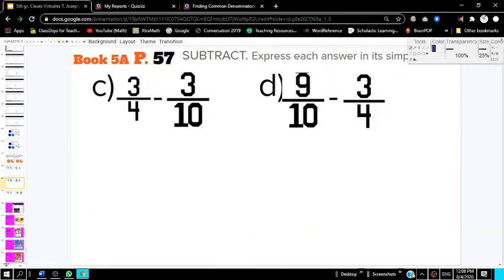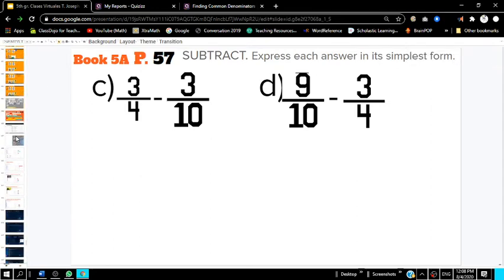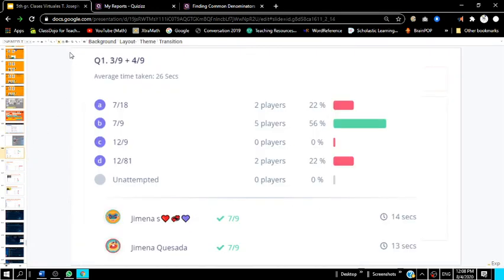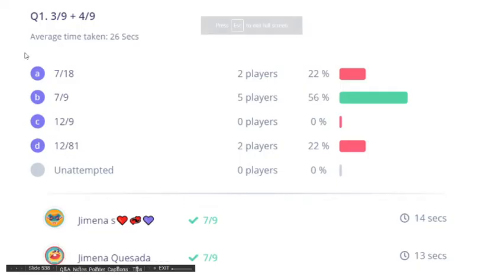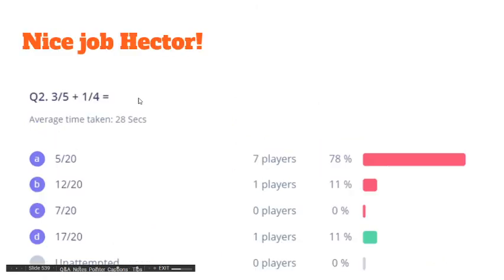All right, what we're going to do, boys and girls, is I'm just going to show you a couple of the problems from the quizzes that we did. Okay, these problems are not too difficult as long as you understand the concept of finding a common denominator, right? So let's take a look at a couple of these problems. Last time, what we were able to do is understand finding common denominators and then also adding or subtracting fractions. So for this first problem, 3 plus 4/9 equals 7/9. Nice job, Jimena. Hector did really well on this one. 3/5 plus 1/4 equals 17/20.